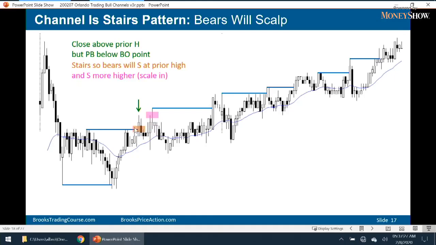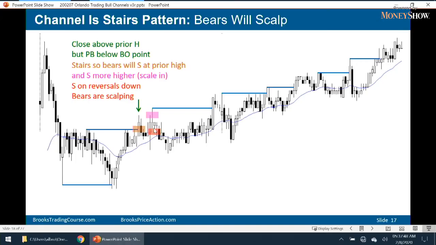Bears, they'll scalp. As I said, they'll sell at the prior high, they'll sell more higher, and they'll get out break even when it comes back to their original entry price. They'll also sell on a reversal down when you have lots of bars with prominent tails, lots of bear bodies. You'll get some bears looking to scalp on the way down.